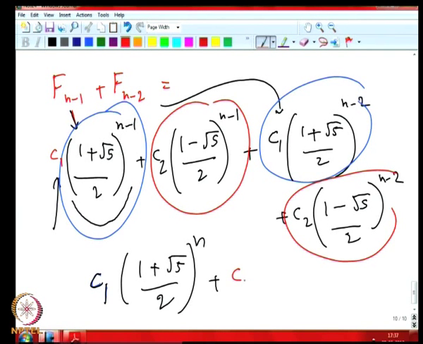Similarly, these two terms I can combine. This is c2 times (1 minus root 5 by 2) raised to n minus 1 plus (1 minus root 5 by 2) to the power n minus 2, that we know is (1 minus root 5 by 2) to the power n. So, this is essentially our definition of Fn also, right. This is the way we have it. So, these two are adding up to Fn; Fn minus 1 plus Fn minus 2 is giving Fn.